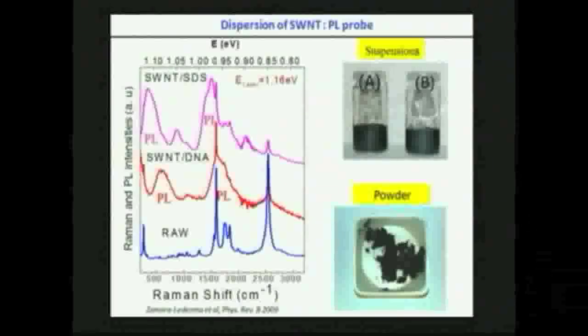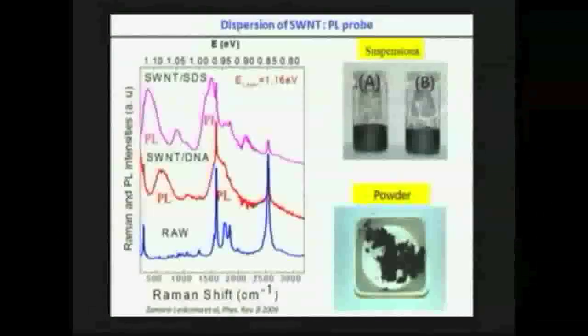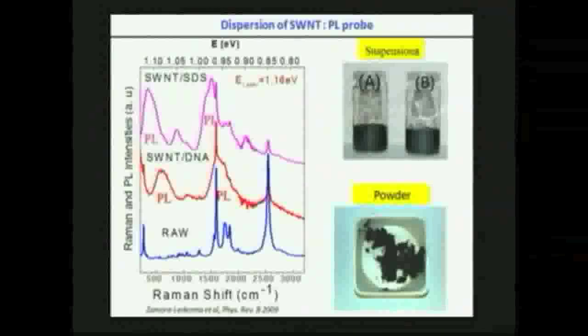If you want to see Raman and photoluminescence on the same spectrum, you have to carry out Raman experiments in the near infrared. This is 1.16 electron volts, which corresponds to 1064 nanometers. This is a YAG laser. What happens if you make Raman at this wavelength? You will be in resonance with the nanotubes which absorb at this wavelength, so you will see some Raman signals. You will see the G band here, the D band here, and the radial breathing modes.